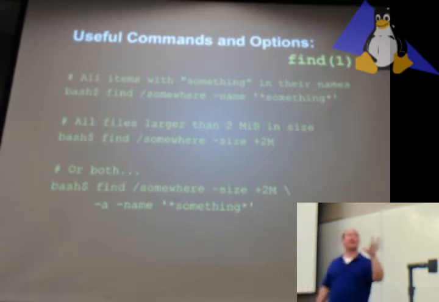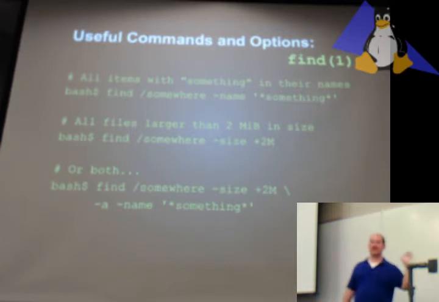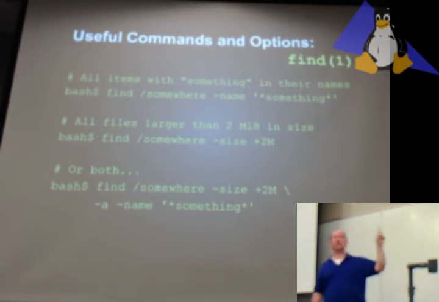This is a form of escape, and there's different ways to escape. Exactly. So this basically tells bash, I mean the literal string star something star should be passed to the find command. Don't try to interpret this, just pass it as is, and then find will interpret the glob and do what it's supposed to do.